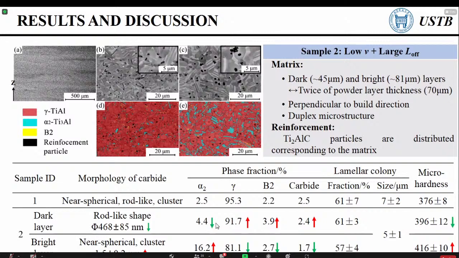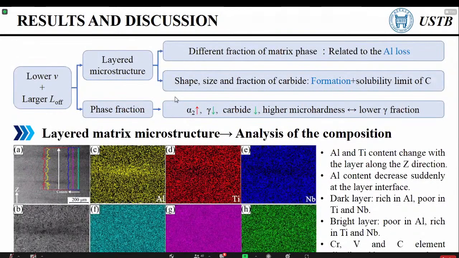Less alpha 2, more gamma, and carbides were found in the dark layer. Overall, compared with sample 1, sample 2 has more alpha 2, less gamma, and carbides. So to summarize, the use of low scan speed and large line offset resulted in layered microstructure.